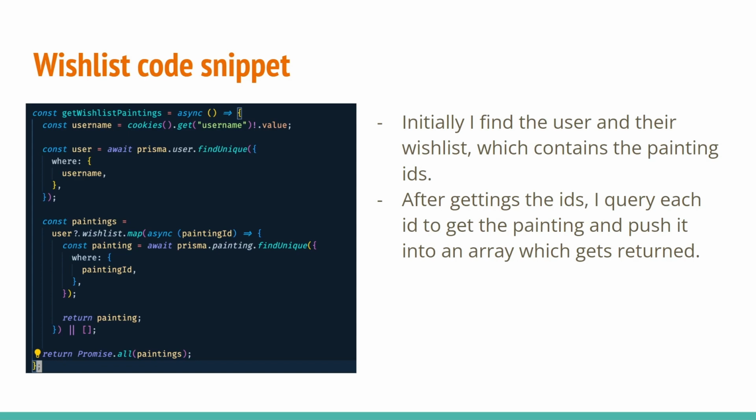And after I do that, I basically just get all the painting IDs, and then I need to get all the metadata for the painting IDs. So I call the Prisma thing again on the painting database using the painting ID, and then I return all of it together to the front end.